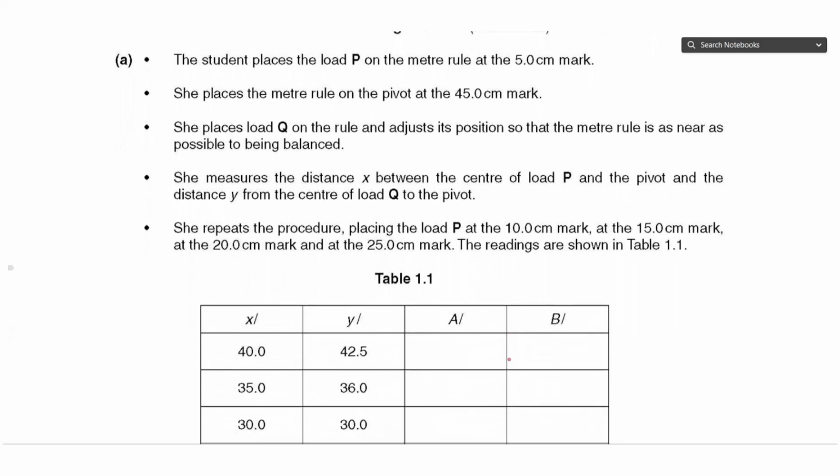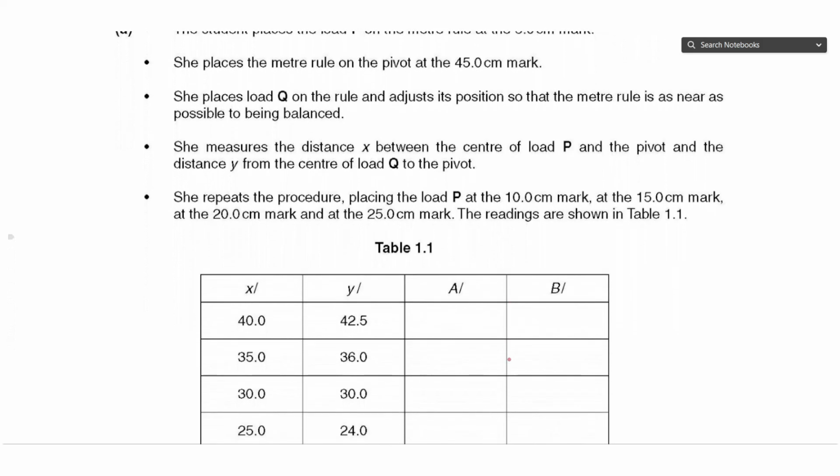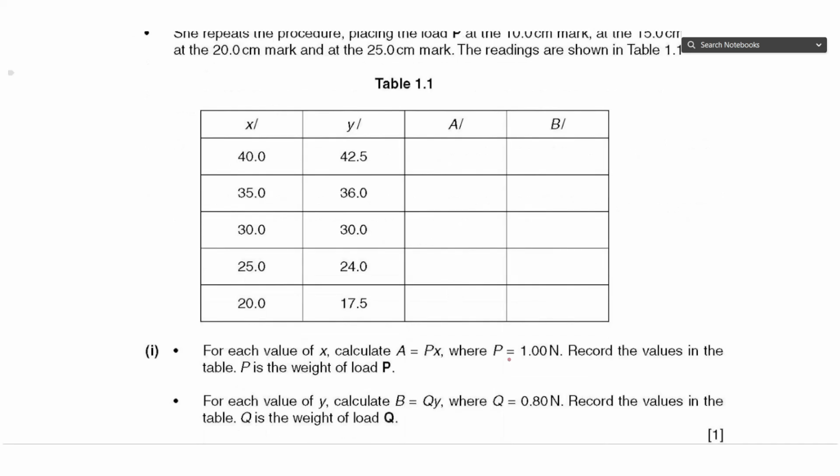She repeats the procedure, placing the load P at the 10 cm mark, at the 15 cm mark, and 20 and 25 cm marks, and the readings are shown in table 1.1. Part I says for each value of x, calculate A equals P times x, where P is 1 Newton, so 1 multiplied by all these values. So basically they are the same number, so 40.0, 35.0, 30.0, 25.0, and 20.0.